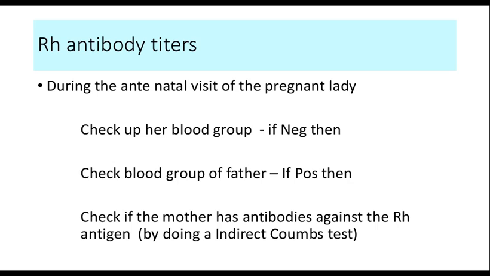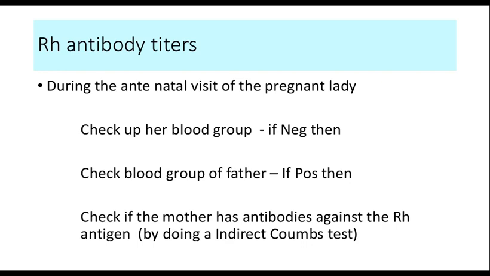Now, what are Rh antibody titers and how do we do them? During the first antenatal visit of a pregnant lady, it is routine to do a blood group test of the lady. If the blood group test of the lady is negative, then we have to check the blood group of the father. If the blood group of the father is positive, then only we need to check whether the mother has antibodies against the Rh antigen or not.